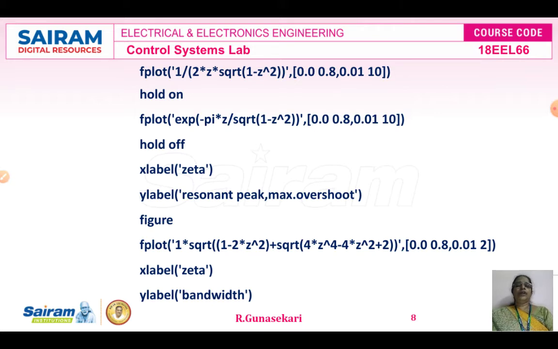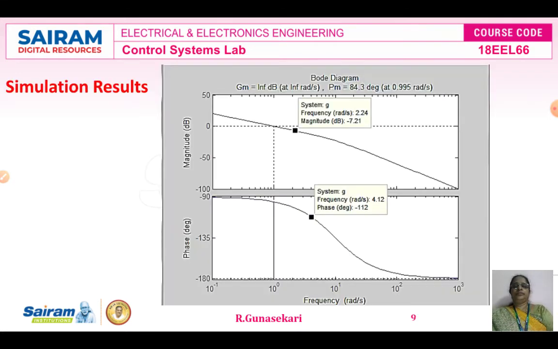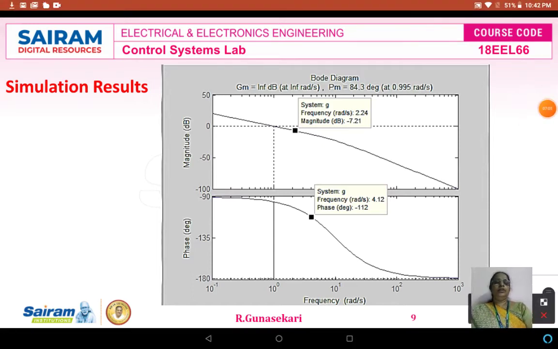Now fplot 1 over square root of 1 minus 2 z squared plus square root of 4 z to the power 4 minus 4 z squared plus 2, over 0.0, 0.8, 0.01. Then the x label is zeta, the damping ratio. The y label is the bandwidth. Now you see the diagram, and now we have studied the program. Write the program.